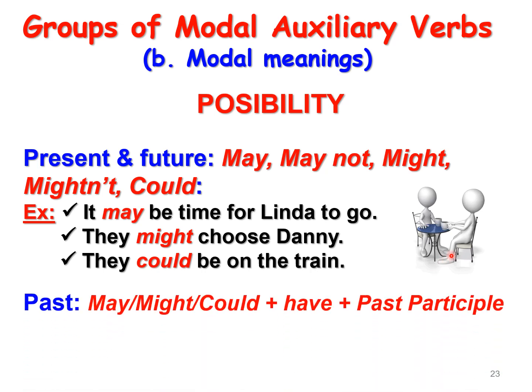Okay, in the past form, we use may, might, could plus have plus past participle, which we may call a perfect modal auxiliary verb. All right, we will talk about it later in the next part.